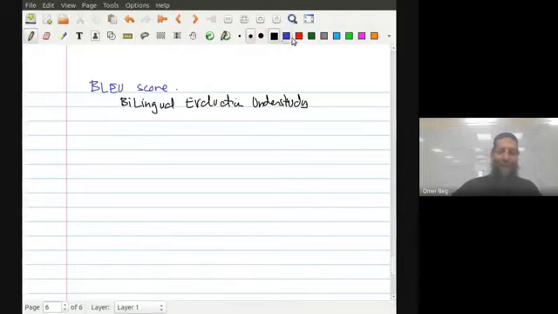So generally BLEU scores are used for machine translation, summarization, and as I said earlier, generative models that are generating text actually use BLEU scores to evaluate the quality of generated text.